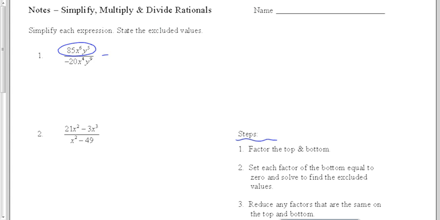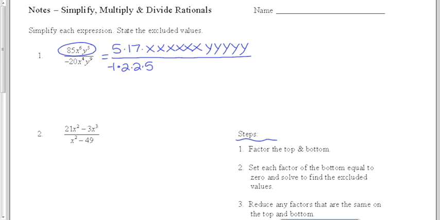If it's one term, you may want to list out the numbers. 85 is 5 times 17. And then x, I've got 1, 2, 3, 4, 5, 6 x's. I've got 1, 2, 3, 4, 5 y's. On the bottom, I have 20. It's negative, so I'm going to list my negatives separately. And then 20, if I did a prime factorization, is 2 times 2 times 5. X to the 4th means I have 4 x's, and y to the 9th is 9 y's.